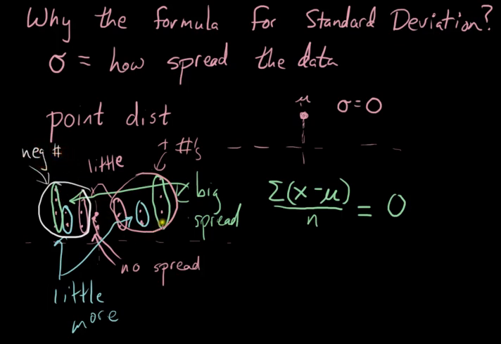And because the mean's in the middle, if you take all these negative numbers, they're pretty much going to cancel out the positive numbers. That's what it means for the mean to be in the middle. So if we're going to do this, the first thing we need to do is somehow make all of these numbers positive. So our first step is to make all the numbers positive.